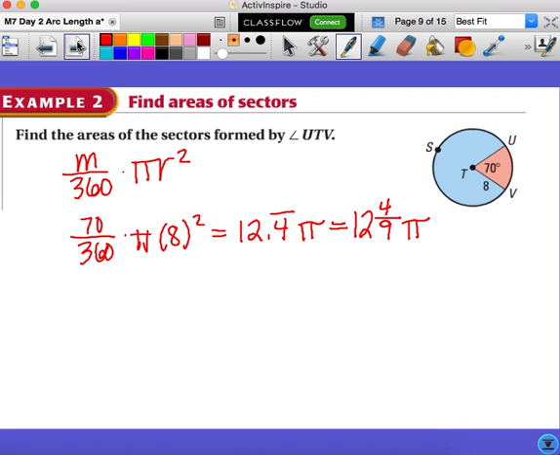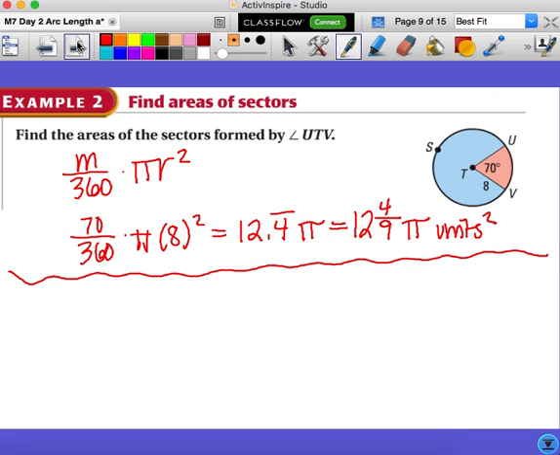And since this is area, our units are always squared. Again, it doesn't specify that it has to be in terms of pi here, so if you just typed every bit of that into your calculator, that would be totally fine with me. Now our other sector is whatever 360 degrees is minus 70. So we've got 290 degrees for that blue arc. So 290 out of 360 times pi r squared.